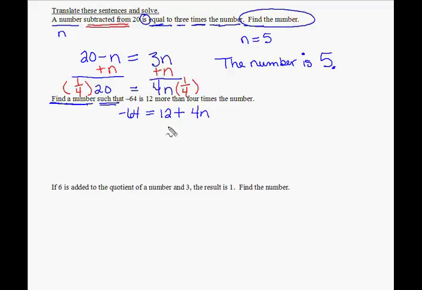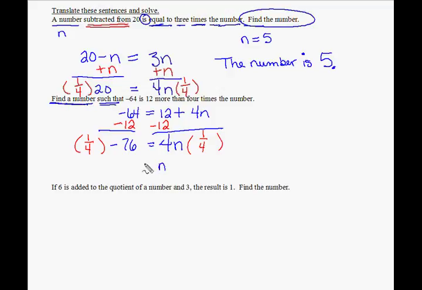So we're going to try and solve for n. We're going to get rid of the furthest thing first. Since 12 is added, we'll add the opposite. We get negative 76 is equal to 4n. To get n alone, since 4 is multiplied to, we multiply by the reciprocal on both sides, and we get that n is equal to negative 19. Again, we want to answer the question. The number is negative 19.